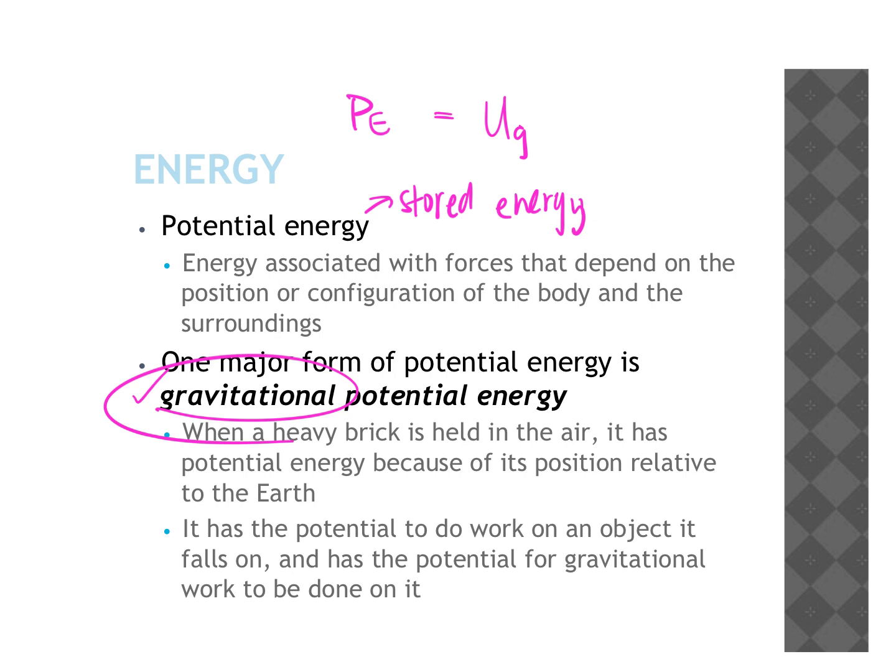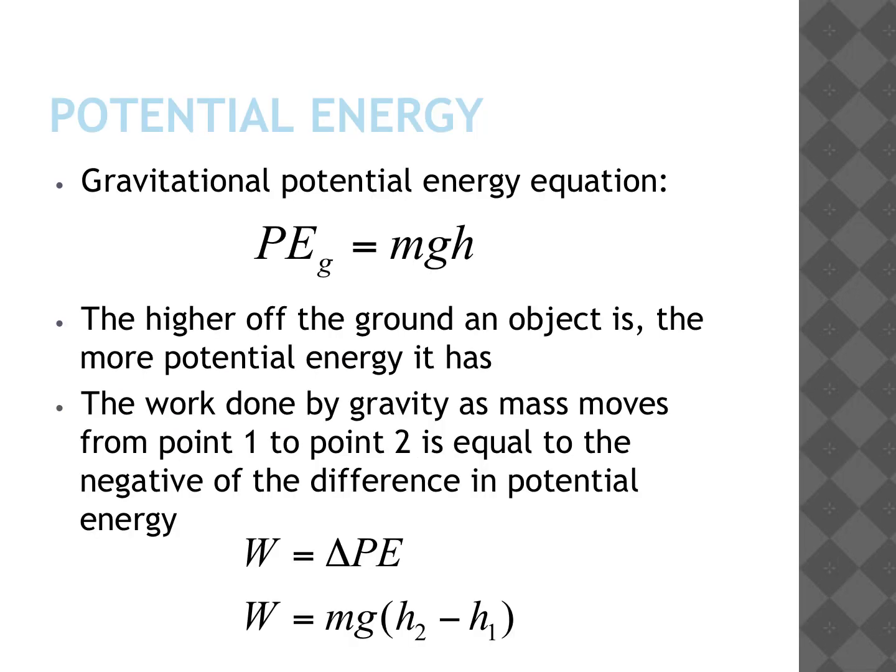So potential energy due to gravity has to do with the object's mass and the height it is above the earth. The higher something is, the more work that could be done on an object that it falls on. Does that make sense? That seems intuitive, right? So that's potential energy. UG, potential energy due to gravity, is equal to mgh.